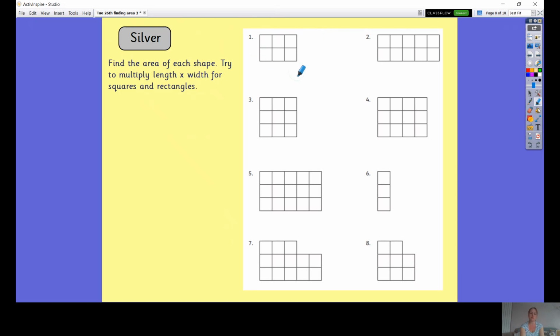In your book, you don't need to draw the rectangles out. You can just write number 1 and then next to it put the sum. So you would write number 1, 3 times 2 equals 6. And then that's your first one done. Okay, and do the same for the others. So if you're going to do silver task, pause it here and do that now.